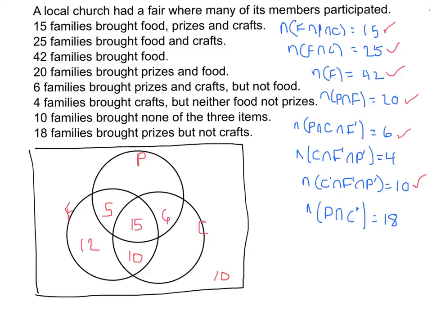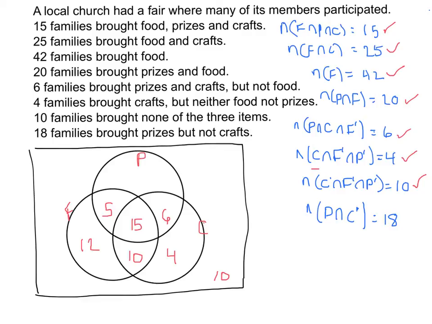And now for C intersect F prime intersect P prime, that means that we're in C, but we're not in F or P. Well, if we look at C here, the only part of C that's not in F or P is actually this region here, which means that the 4 goes in this region. Because again, that's the part of C that's in C, but that's outside of F and P.